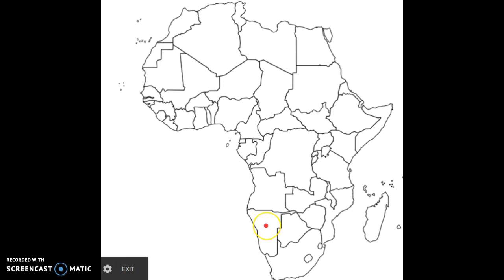And over here, we have Namibia. So then at the bottom of Africa, we have South Africa. But South Africa has two countries inside of it. So this country inside South Africa is Lesotho, and then this other country inside South Africa is Swaziland. And then this island country right here is Madagascar.